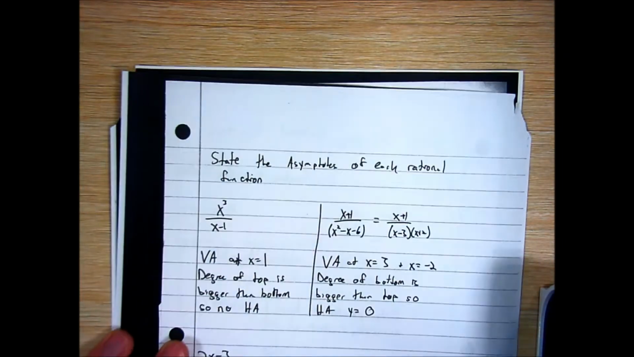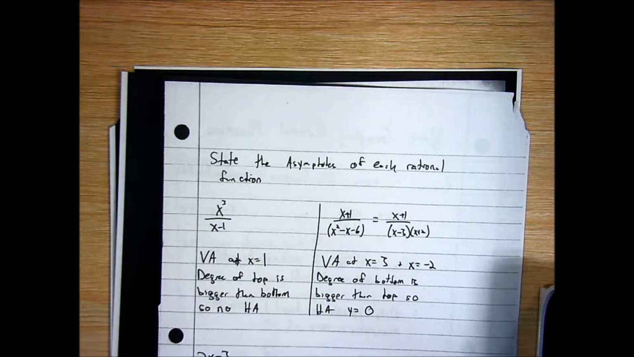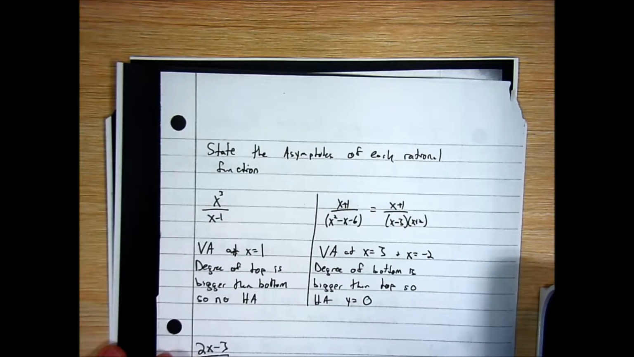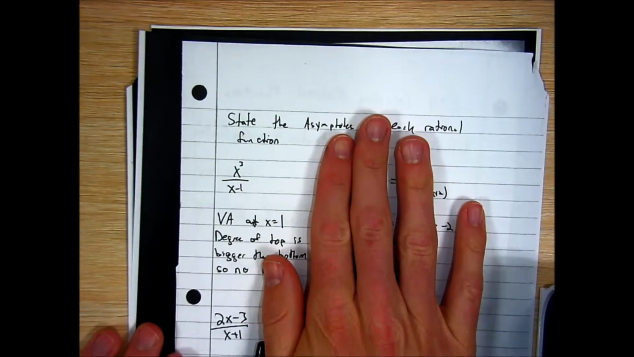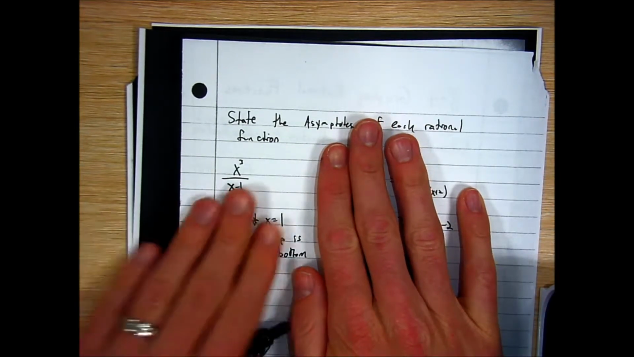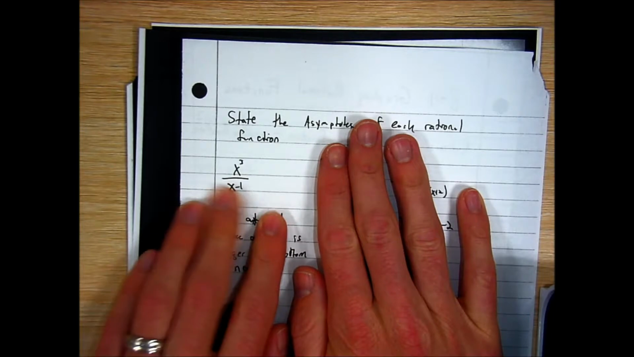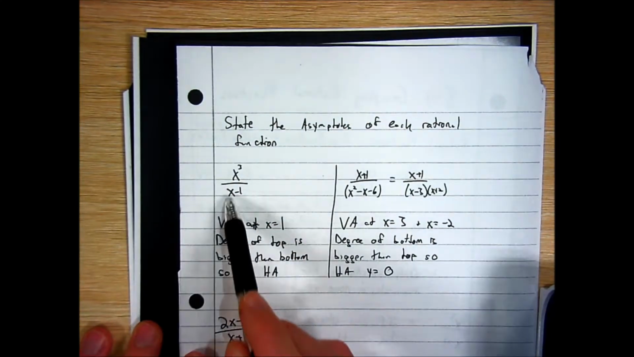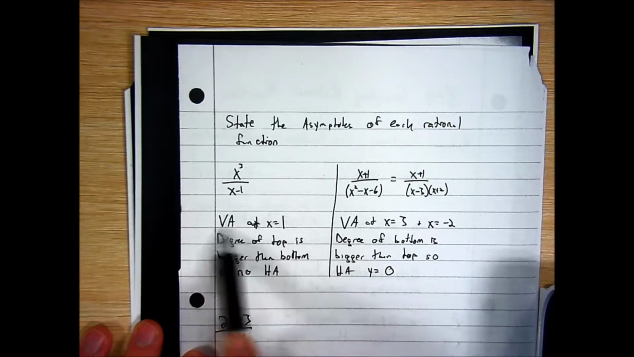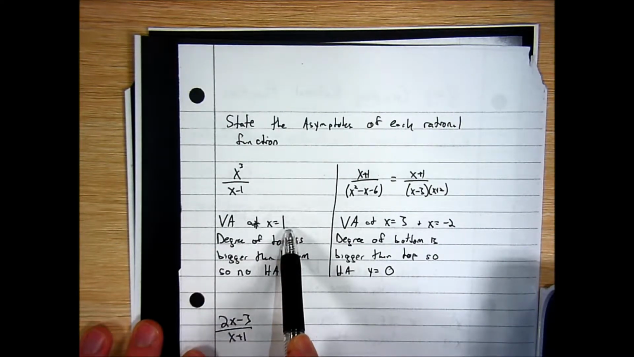Alright, so we're going to state the asymptotes of each function. We got some examples here drawn up. Okay, so for x to the third over x minus 1. So let's first do our vertical asymptotes. Okay, what's going to make the bottom equal 0? Positive 1. Okay? Positive 1 makes the bottom equal 0, so that's my vertical asymptote at x equals 1.